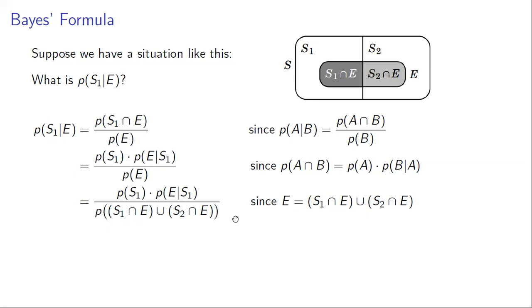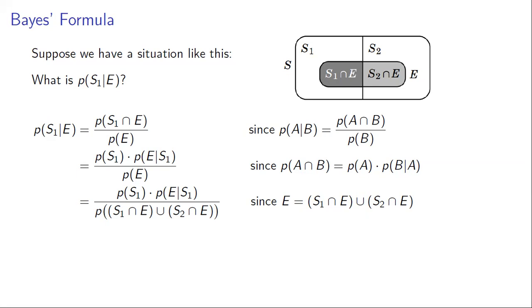Now, the thing to notice here is that we have the probability of a union, and here, S1 intersected with E and S2 intersected with E, there's no overlap between them. These are mutually exclusive events, because there's no overlap between S1 and S2. So S1 intersected with E cannot overlap with S2 intersected with E.